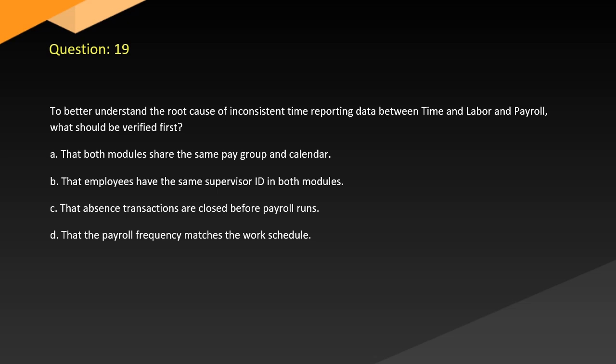Question 19. To better understand the root cause of inconsistent time reporting data between Time and Labor and Payroll, what should be verified first? A. That both modules share the same pay group and calendar. B. That employees have the same supervisor ID in both modules. C. That absence transactions are closed before payroll runs. D. That the payroll frequency matches the work schedule.